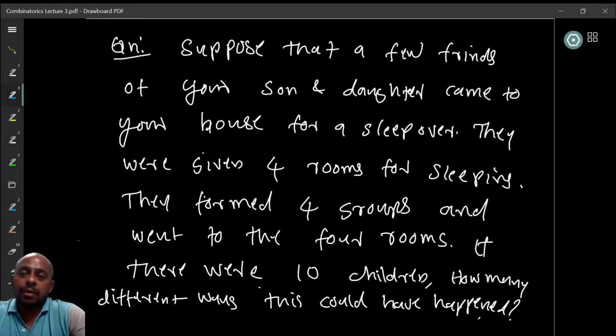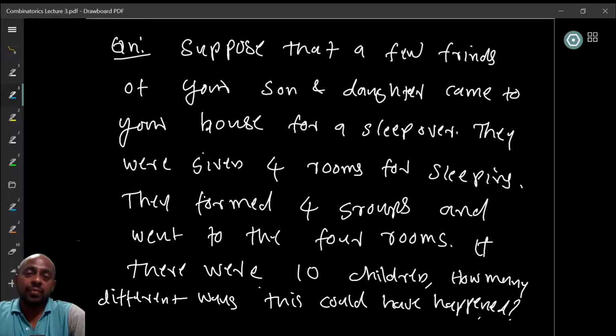How do you solve this? If you ask this, there is something not very clear about the question. What is not clear is, when we say how many different ways, what exactly do we mean? Because I can say that the children A, B, and C are going to room number 1, because I gave 4 different rooms. That is not the same as them going to room number 2, because the rooms are distinct. If I consider the rooms distinct, then they are not the same.